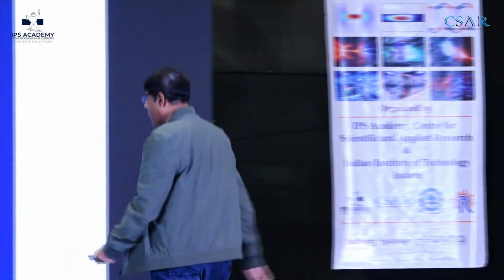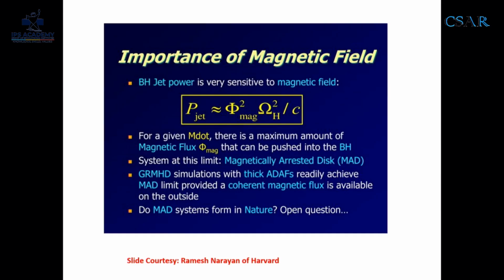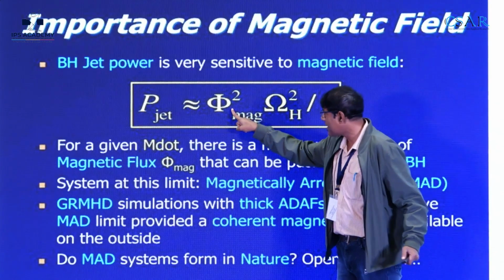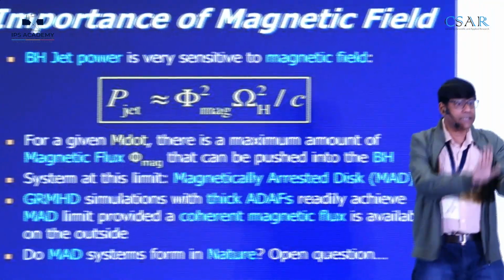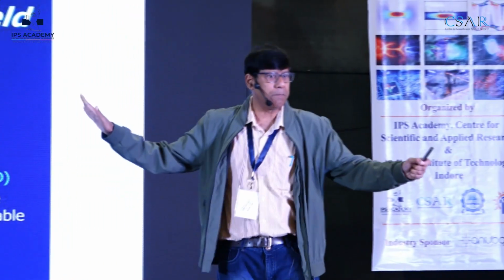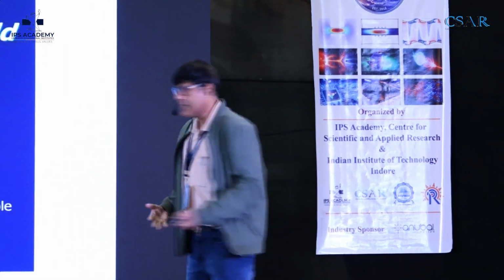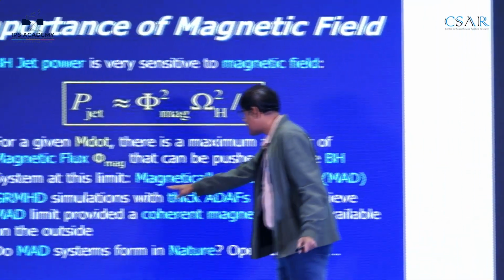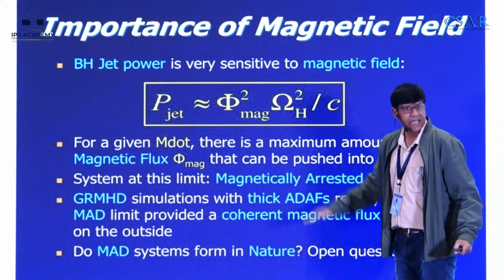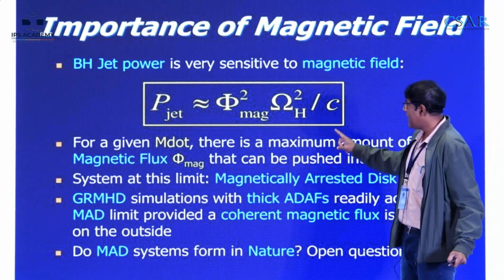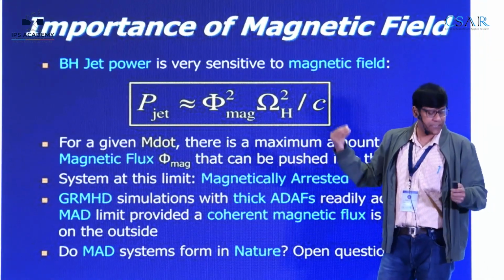So basically, this slide I borrowed from Ramesh Narayan of Harvard. This is the scaling law. Power is proportional to magnetic flux squared times black hole spin squared. If one of them is 0, at least from this process, there is no extraction of energy. Other extraction of energy is possible, non-general relativistic extraction is possible. But for this process, called the Blandford-Znajek mechanism, and the underlying magnetically arrested disk, MAD, this process will not work. And so this is basically a variant of the magnetic Penrose process called the Blandford-Znajek process.